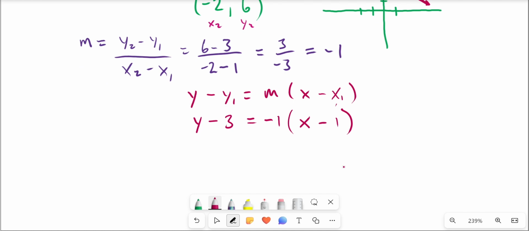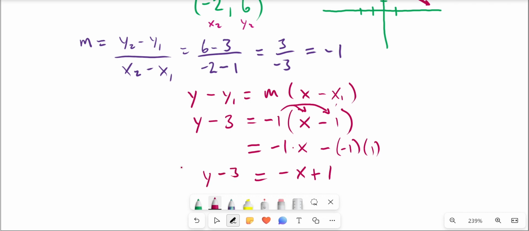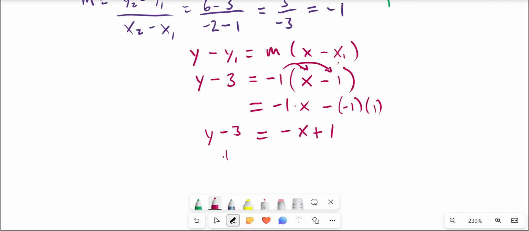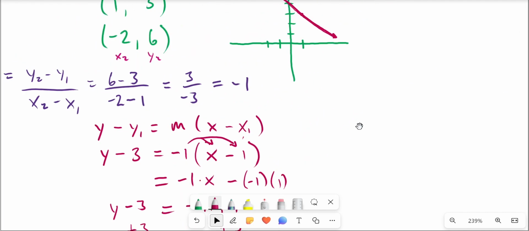Now we could just get this in slope-intercept form if we wanted to. So we distribute this to each term. Minus 1 times 1. Okay, well, that can clearly be simplified. This is minus x plus 1. And over here we have y minus 3 still. So in order to solve for y, I have to add 3 to both sides. And then we get y is equal to minus x plus 4. And checking our graph, we can see this does indeed hit 4.